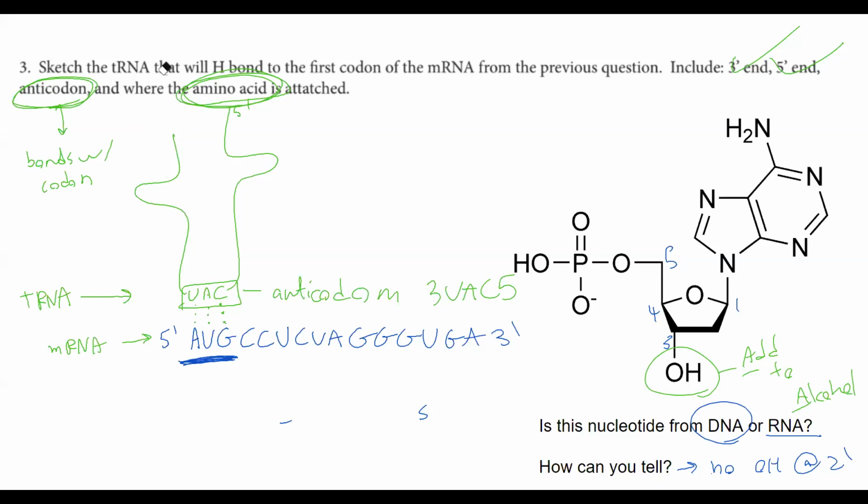And what amino acid is going to be attached here? That's a good question. An easier way to think about this question is, what does AUG code for? It codes for methionine. So that's the amino acid that will be attached at the 3' end. Okay, cool. So being able to go from the codon of an mRNA to the anticodon of a tRNA and connect that with the amino acid here is super important. So let me know if you have any questions on this one.